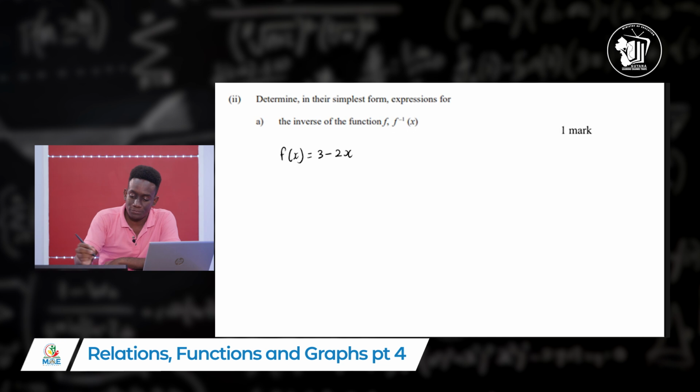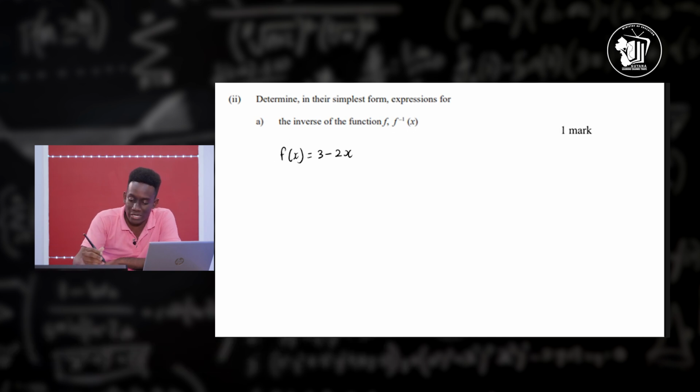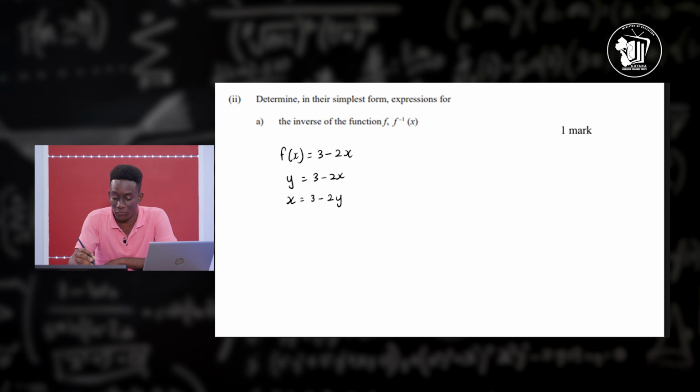So step 1, replace f of x with y. This will be y is equal to 3 minus 2x. Step 2, we interchange the x and the y. So wherever we have y, we'll put x. Wherever we have x, we'll put y. So this will be x is equal to 3 minus 2y. And step 3, the big step, we solve for y. We make y the subject of the formula.